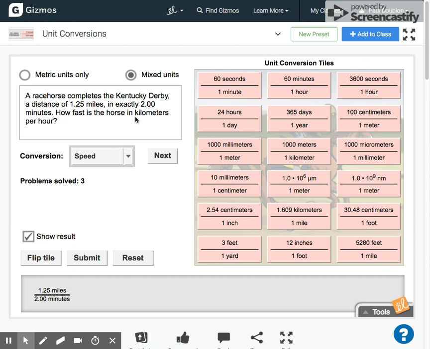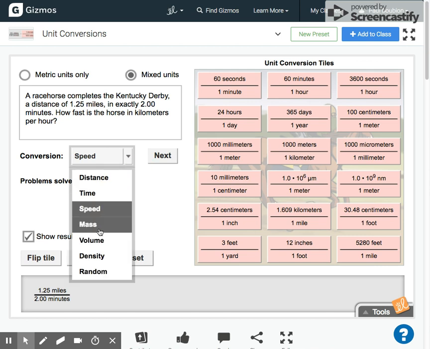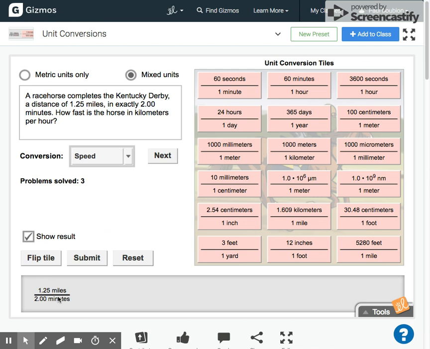I'm going to show you a difficult conversion, and let's pick something like speed or density, where you have multiple units. So the principle of canceling is the same, because whenever you have the same numerator as the same denominator, it's one, and that cancels. So we're going to use that to our advantage.